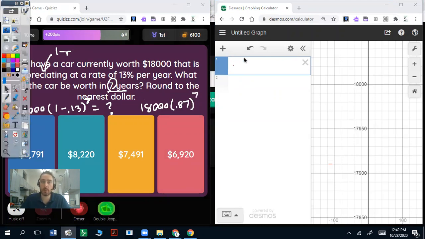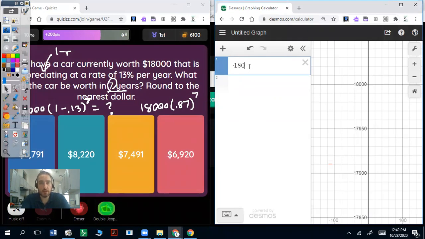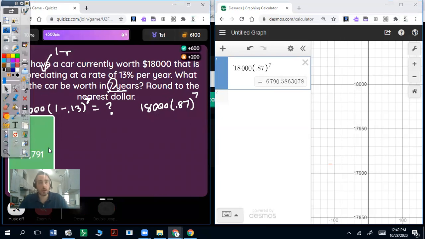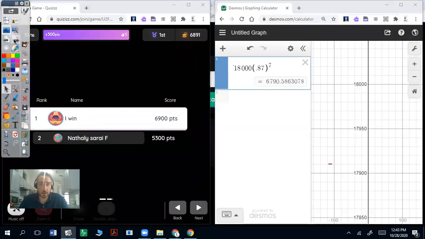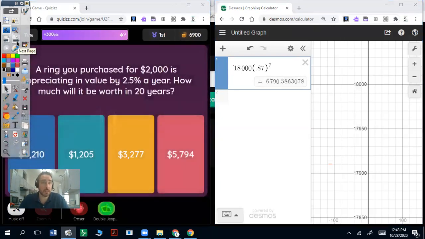That's a calculator problem. 18000 parentheses 0.87. Shift 6, 7. So 6790.58. We'll round to 6791. You can lose money on those cars. Don't buy new. That's your pro tip for the day.